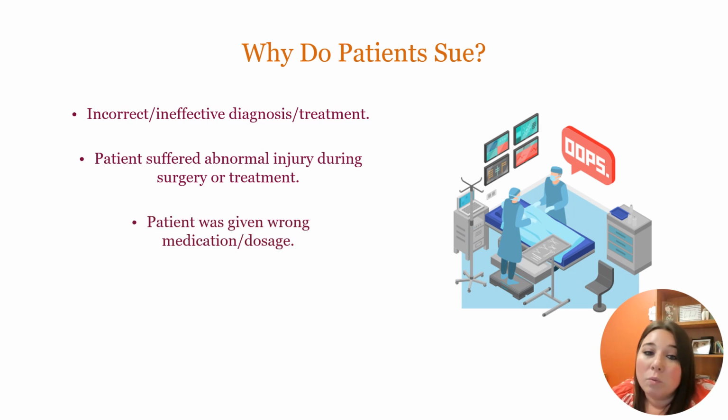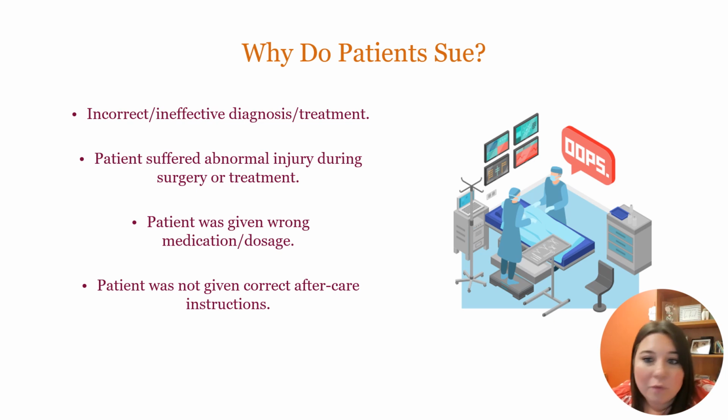The patient was given wrong medication or dosage, something that could have been prevented. The patient was not given correct aftercare instructions, so then they went home, followed the instructions that were given to them, and it caused them more damages than if the correct instructions were given. And then the patient did not give informed consent, so something was done to them without them consenting to it.